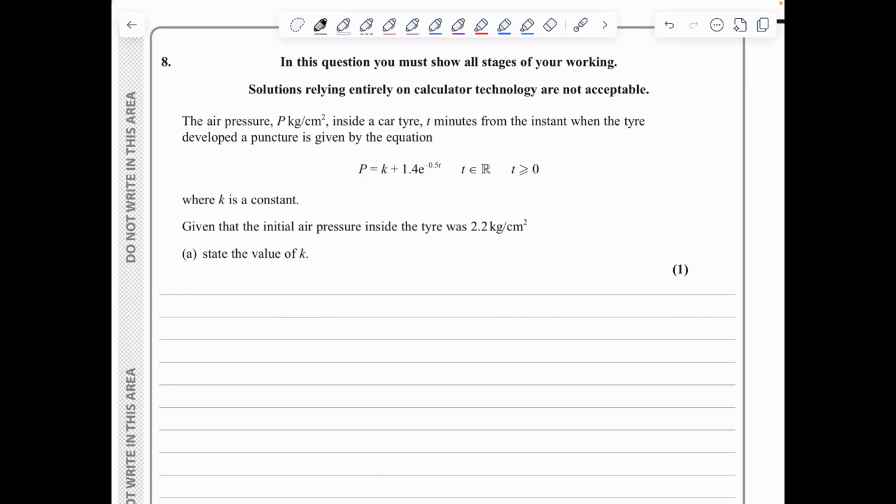So I will start by saying that when t is 0, we were told that P is 2.2, leading to 2.2 is k plus 1.4 e to the 0. Now we know that e to the 0 is 1, so we are looking at 2.2 is k plus 1.4, and therefore the value of k is 0.8.